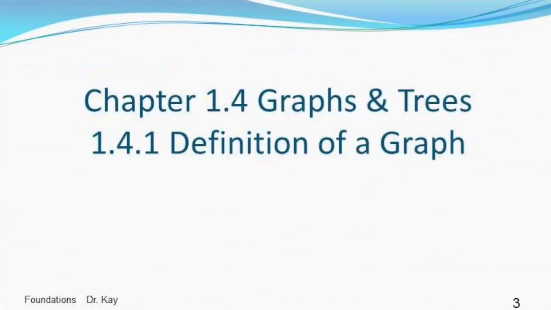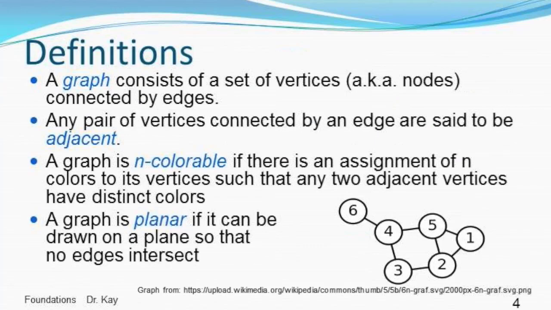So we'll start with graphs. And this is a very informal definition of a graph. Your book has a much more formal definition, but you should think of a picture something like this when you think of a graph. A graph consists of a set of vertices, so we sometimes call those nodes, that are connected by edges. Any pair of vertices connected by an edge are said to be adjacent. So for example, here, 1 is adjacent to 2, 3 is adjacent to 4, 6 is also adjacent to 4.